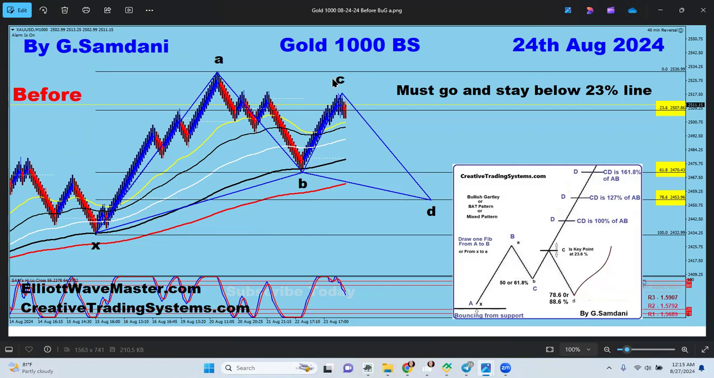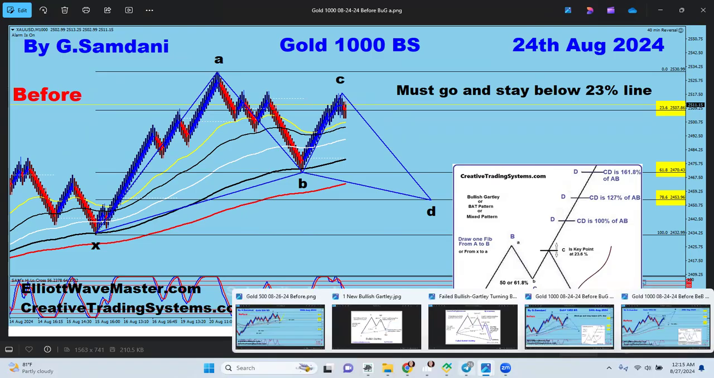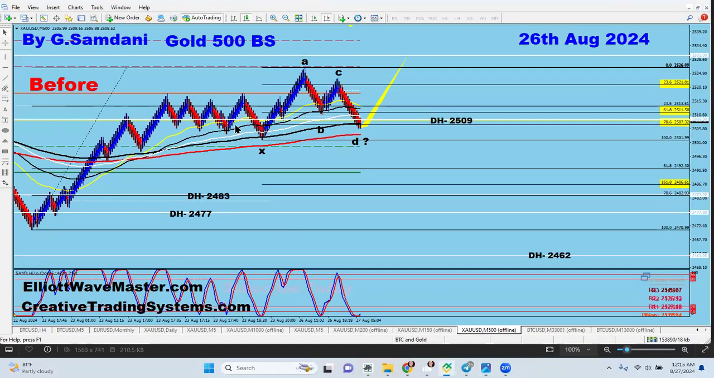If it comes down all the way, I'll show you how. But in the small time frame, half of this time frame, this is the 1,000. So I'm gonna show you a small, like a 500. This is what happened. Same thing, X, A, B, C, D, and you can see that this B is at 61%. Then we went up to 23%. Then we came down to 78%. And now we are sitting there, and this 2509 is right there.